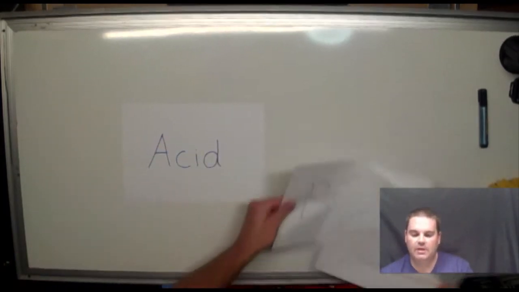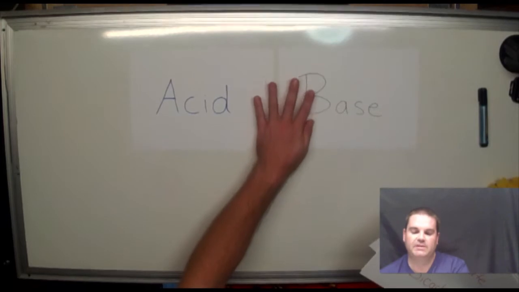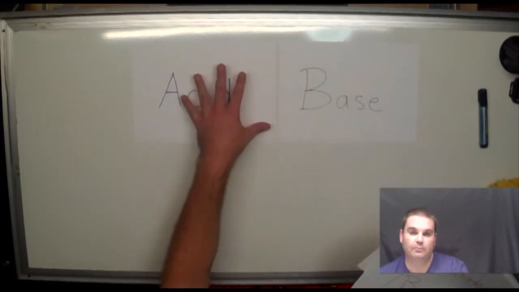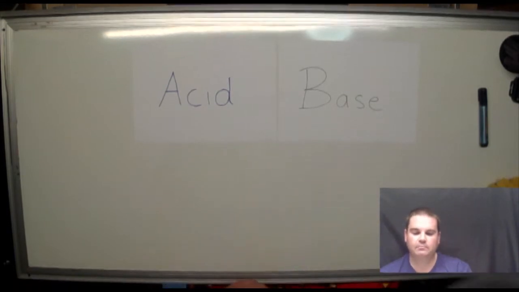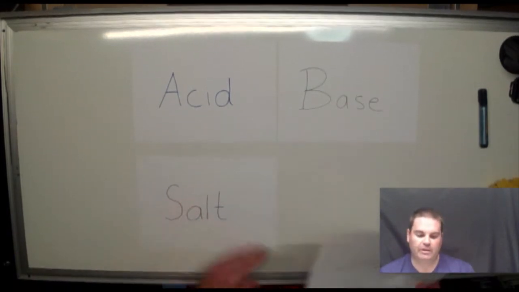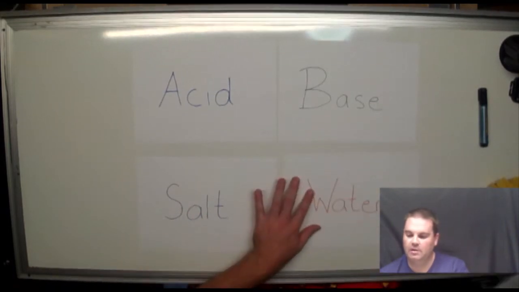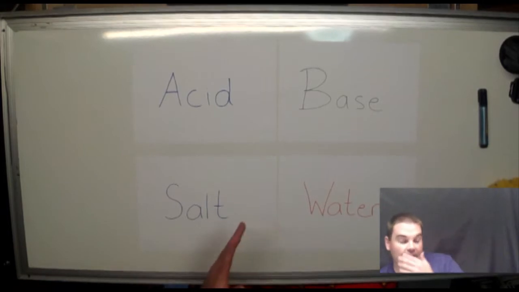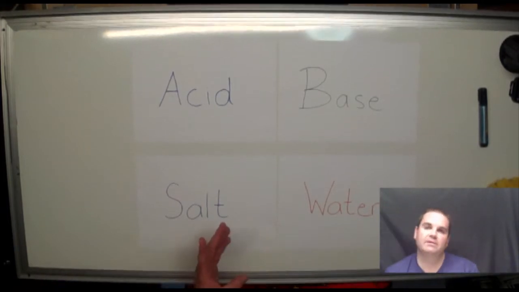So first thing I'm going to do is an acid-base reaction. I'm going to always put the reactants up the top here, and the products down the bottom. An acid-base reaction always gives us two products. We get salt and water. This is regardless of the acid or the base.